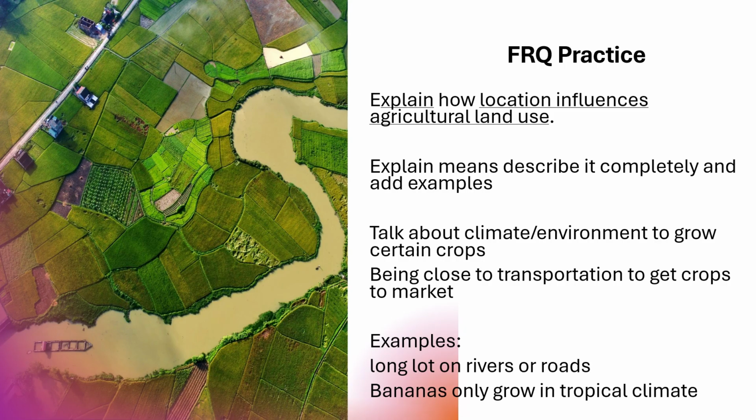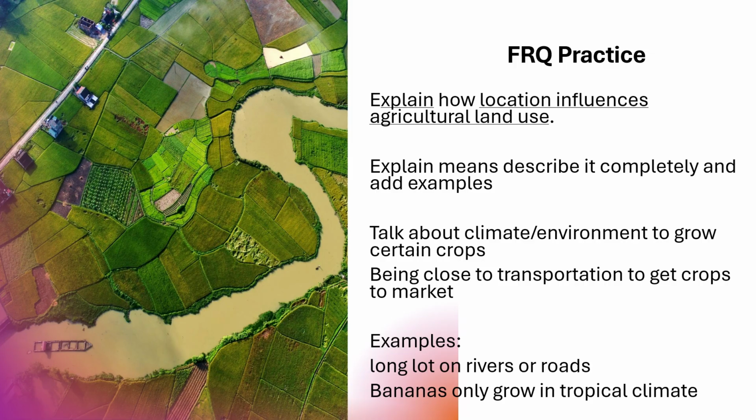FRQ practice. This says explain how location influences cultural land use. Explain, of course, means describe it completely and add those examples. In this case, you can talk about climate or environment to grow certain crops. That's location. In certain locations you can grow certain things, and you can talk about being close to the market for your transportation, being able to get crops to market.